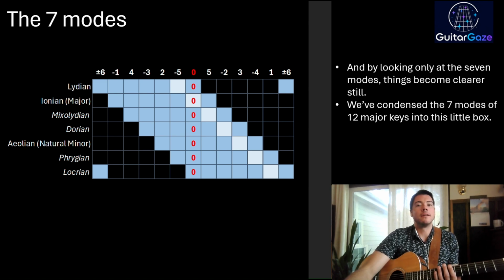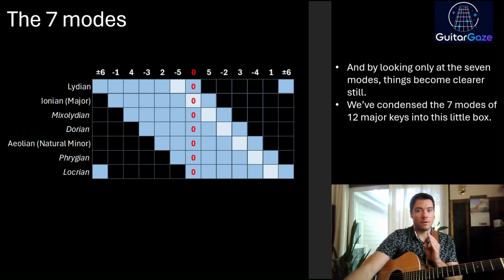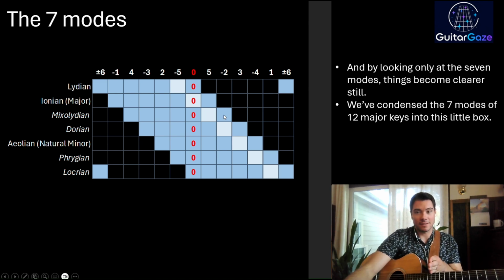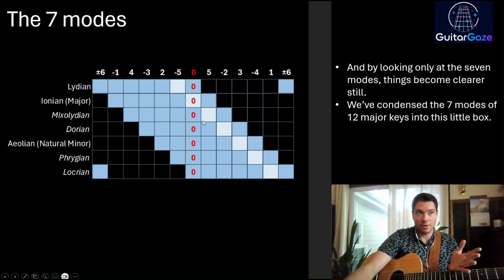And what I mean by blend of adjacent modes, for example, the Mixolydian mode on the fretboard, starting from the root note 0, the first half of the Mixolydian scale is 2, 4, 5, which is identical to the major scale. So the first half of Mixolydian is identical to major, which is the one above Mixolydian in this diagram. And then the second half of the Mixolydian scale, which is -5, -3, -2, is identical to the Dorian mode, or the mode below the Mixolydian mode in this diagram.